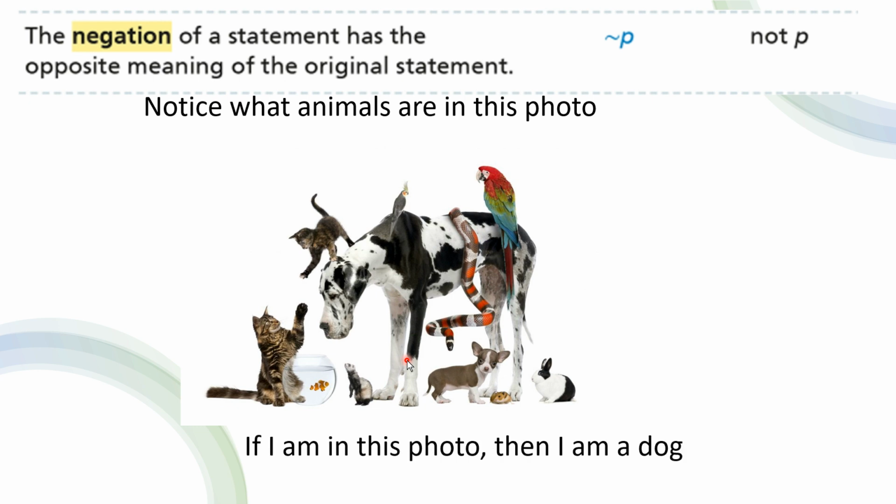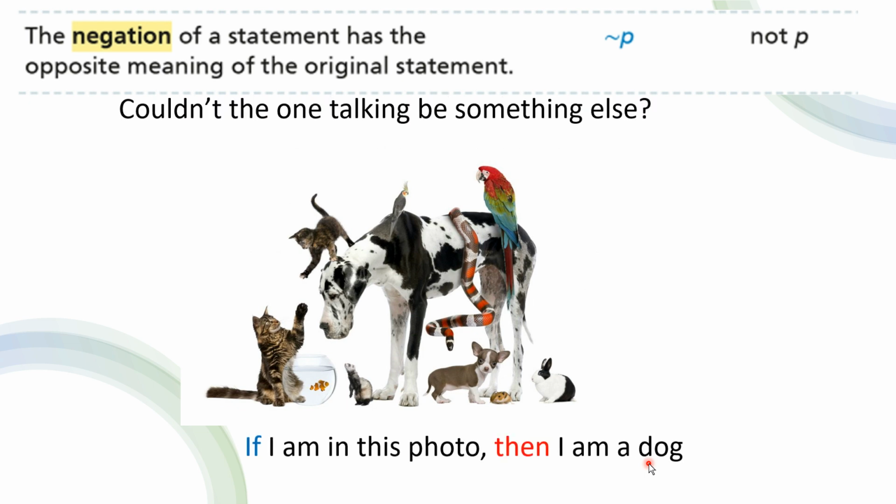So, if we assume we're in the world of Disney, and one of the animals says, if I am in this photo, then I am a dog. Is this a true statement? Let's just identify what we have. If, then. Could the one talking be something else besides this dog and that dog? There's plenty of other options.